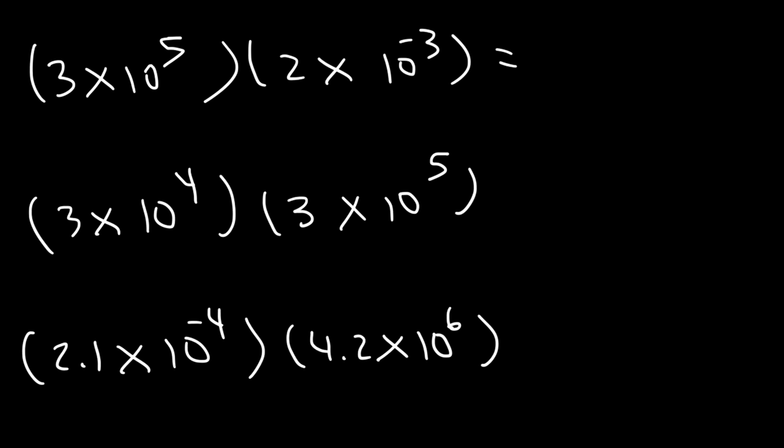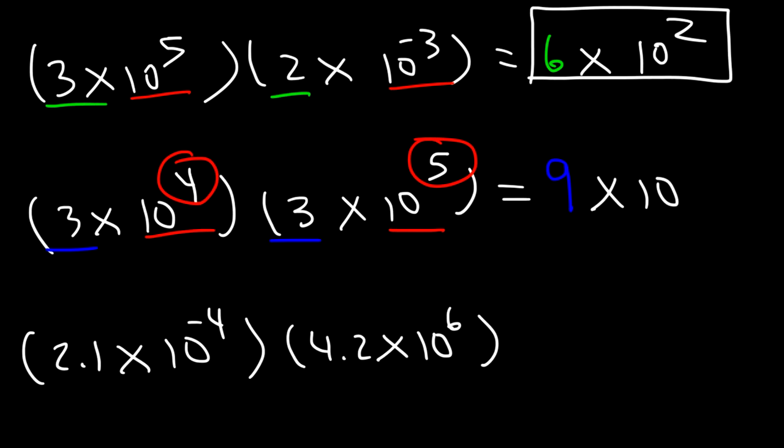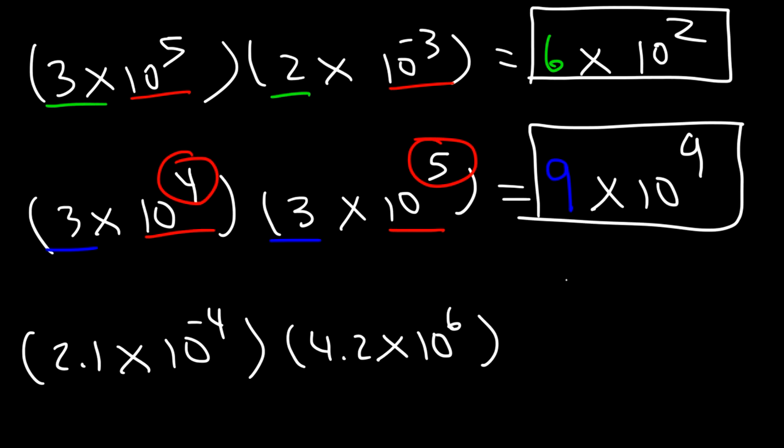So first, we'll need to multiply 3 by 2. 3 times 2 is 6. And then we're going to multiply 10 to the 5th times 10 to the negative 3. So if we add 5 plus negative 3, that's positive 2. So this is the first answer. Now for the next one, we're going to multiply 3 by 3, which is 9. And then 10 to the 4th times 10 to the 5th. So positive 4 plus positive 5 is positive 9. So it's 9 times 10 to the 9.